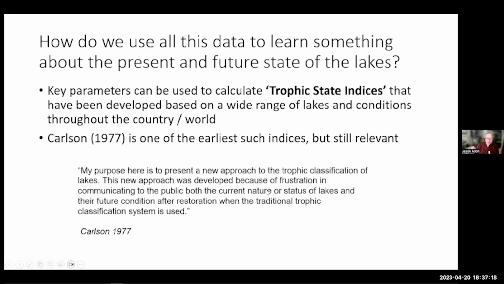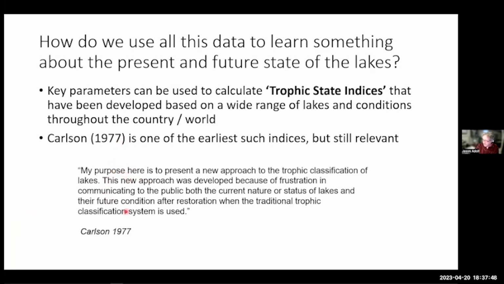So the point of that is we have a lot of data. The question is, how do we use that data to get at something about the lake? And at least part of the answer goes back to calculating trophic state indices, or TSIs, I'll call them. And this is a way first talked about by Carlson in 1977. It's an oldie, but it's a goodie.